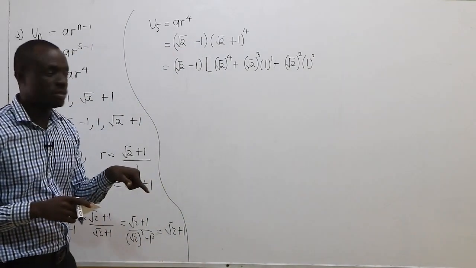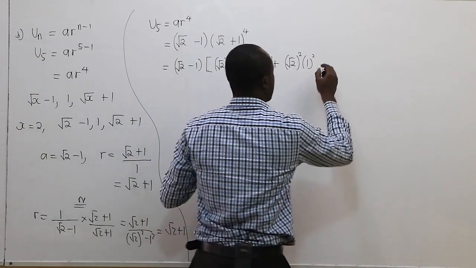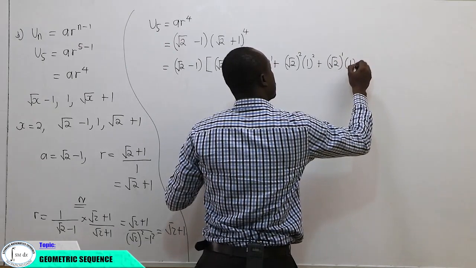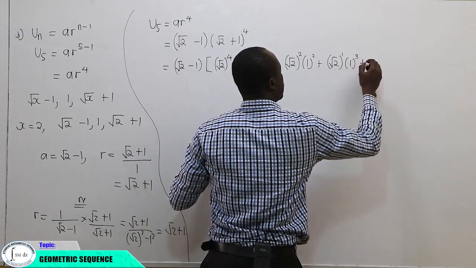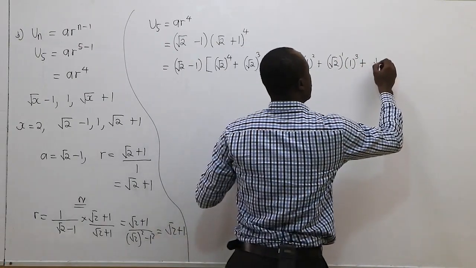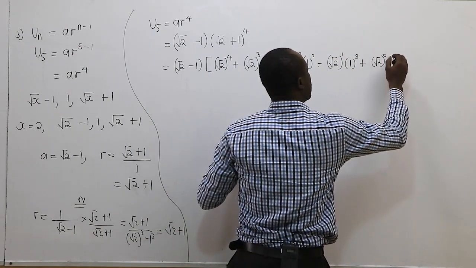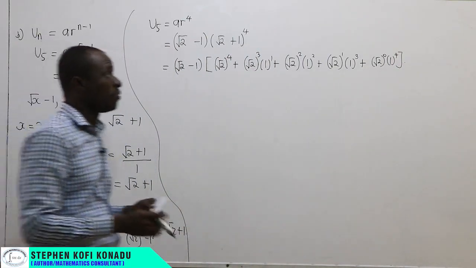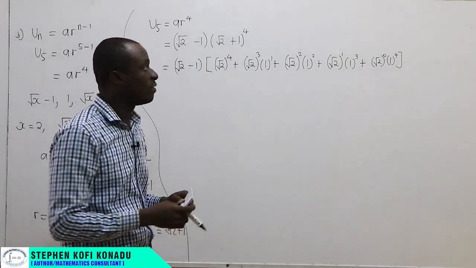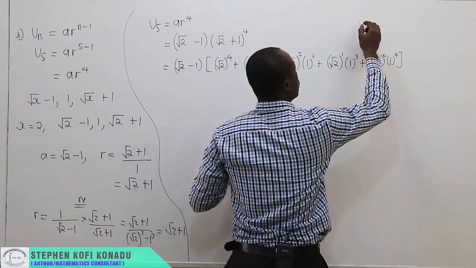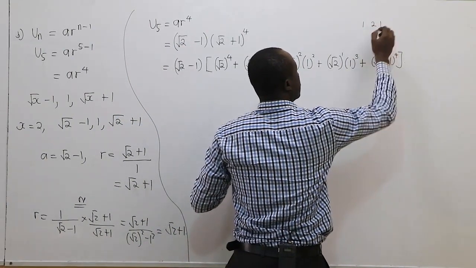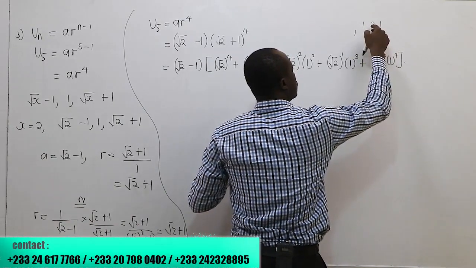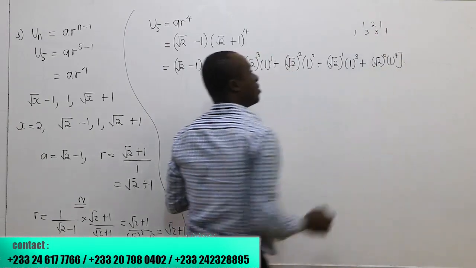As the first one decreases, the second one increases, plus we have root 2 to the power 1, 1 to the power 3, and then plus root 2 to the power 0, 1, 2 to the power 4. Now we know that when it is to the power 2, the equation becomes 1, 2, 1. So you see 1 plus 2, we have 3, 2 plus 1, 3, and then we have 1.